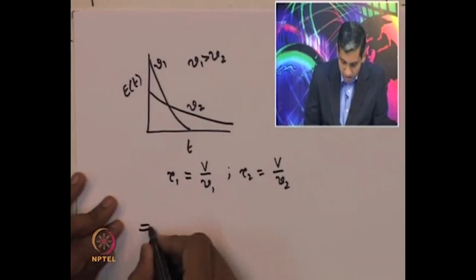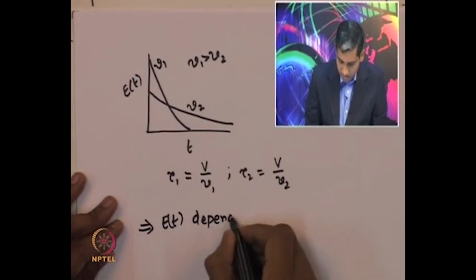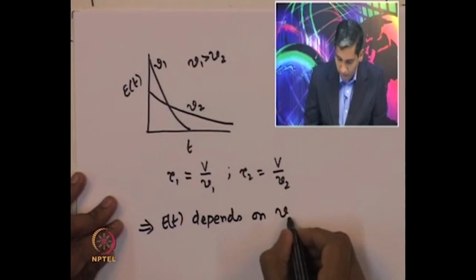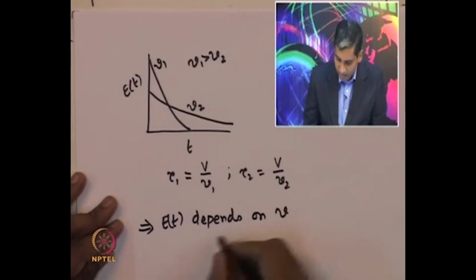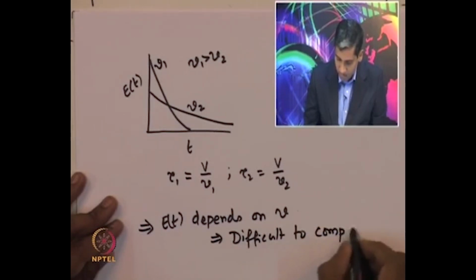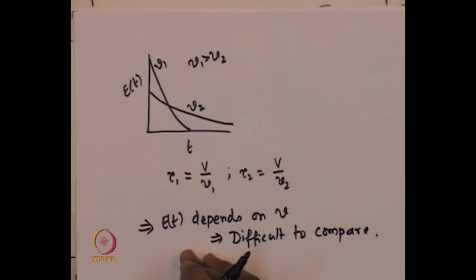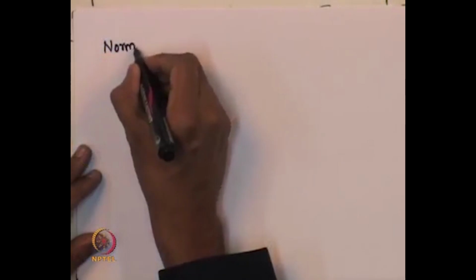So, because E t depends on properties such as volumetric flow rate, it is difficult to compare. As a result, it is useful to define a normalized RTD function in order to facilitate the ability to compare different RTD curves. So, let us look at what the normalized RTD function is.